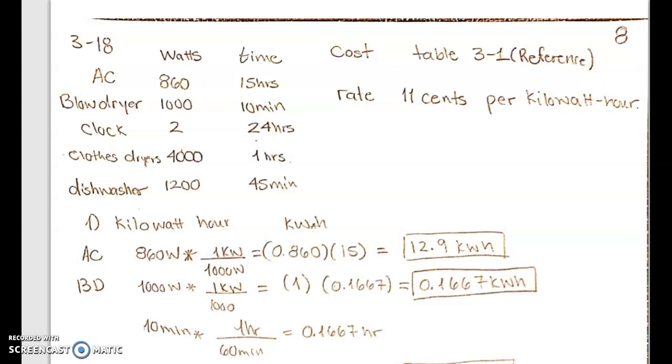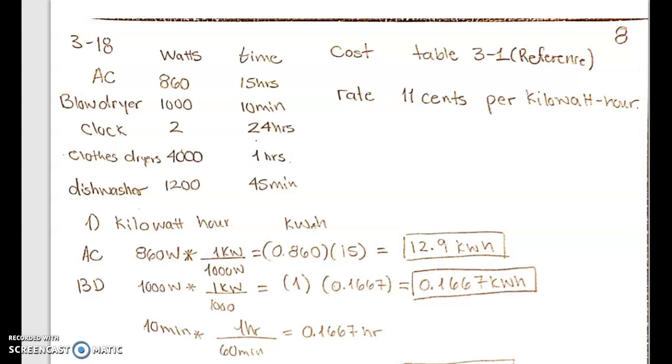So it says that if we run the AC for 15 hours, it consumes 860 watts. The blow dryer consumes 1000 watts for 10 minutes. The clock is 2 watts and is run for 24 hours. The dryer is 4000 watts and it's run for 1 hour, and the dishwasher is 1200 watts and it's going to be run for 45 minutes.